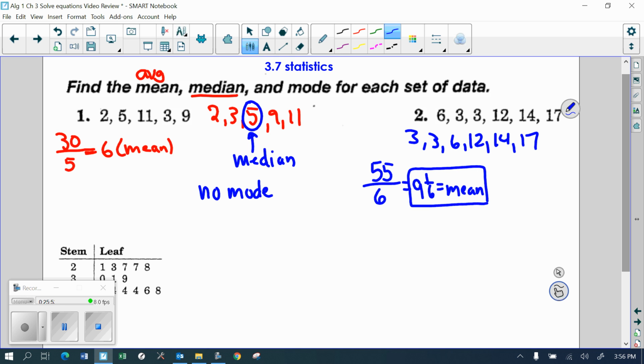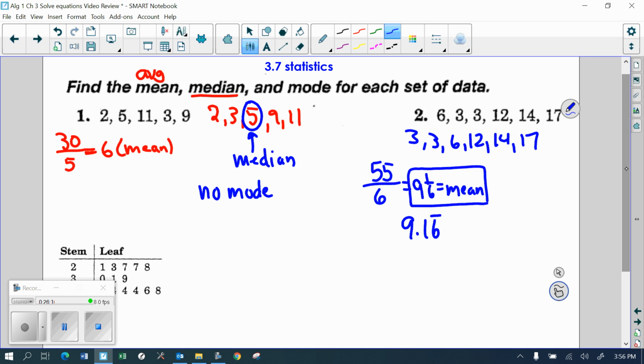9 and 1/6, I believe, would be 9.16 repeating bar on your calculator. So if you're to do that, you have to make sure you put 9.16 repeating bar. If you leave off the repeating bar, you're wrong. You can't put 9.1 or 9.16 or 9.6 repeating bar. All right, so as a mean, that's the average.